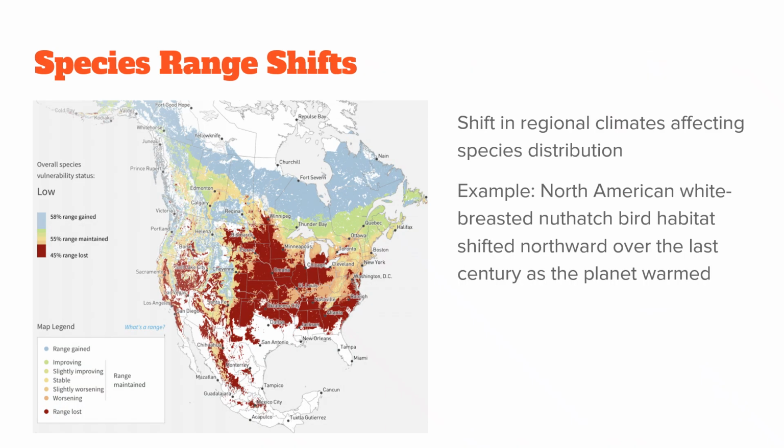As regional climates shift, species must move to track suitable habitats. North American white-breasted nuthatches, for example, have migrated northward over the last century as temperatures warmed. Range shifts can disrupt existing ecosystems and spark new competition among species.